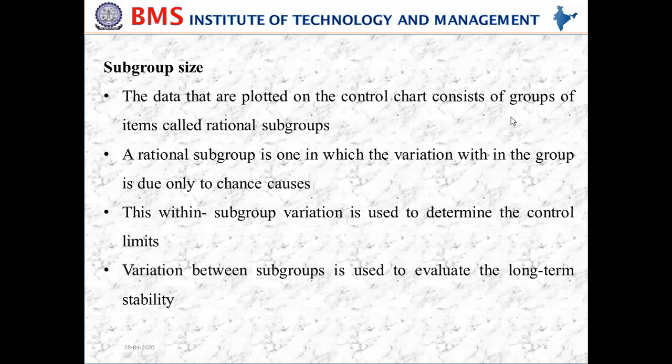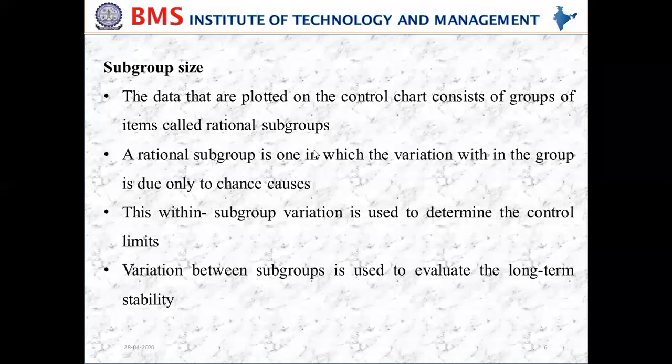Which one is called a rational subgroup? A rational subgroup is one in which the variation within the group is due only to chance causes. So the rational subgroup which is selected should have only chance causes, and the within-subgroup variation is used to determine the control limits.